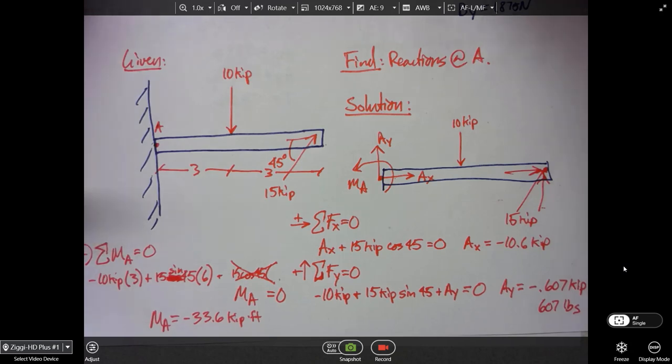And then lastly, sum the moments. Where did people choose to sum the moments about? Okay, you can choose to do it about A. That's a good place to do it. You could also choose to do it about here. If this was at all off axis, I would have done it about here. But since you did about A, we'll do it about A. And why would I have done it there? Because it would eliminate me having to do trig over here, right? And I like eliminating trig. Sure. Sum of the moments about A equals 0.